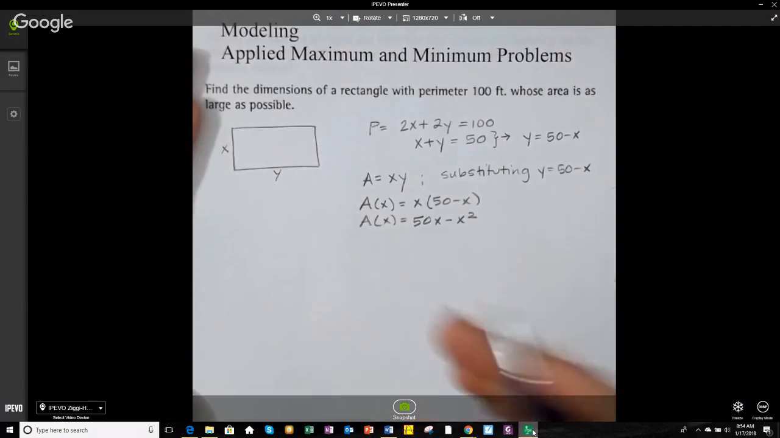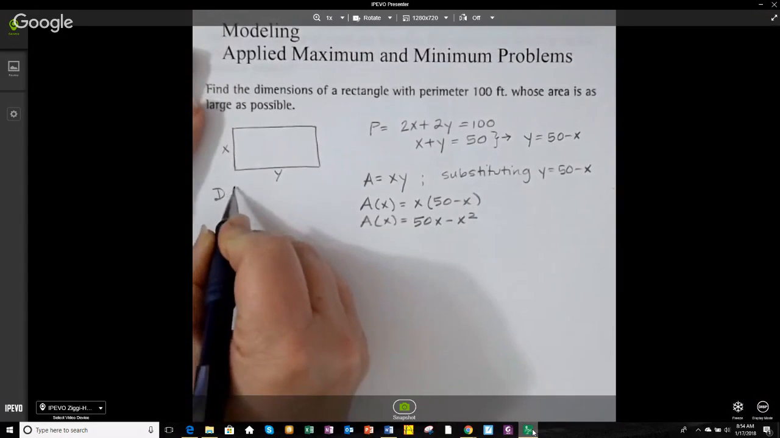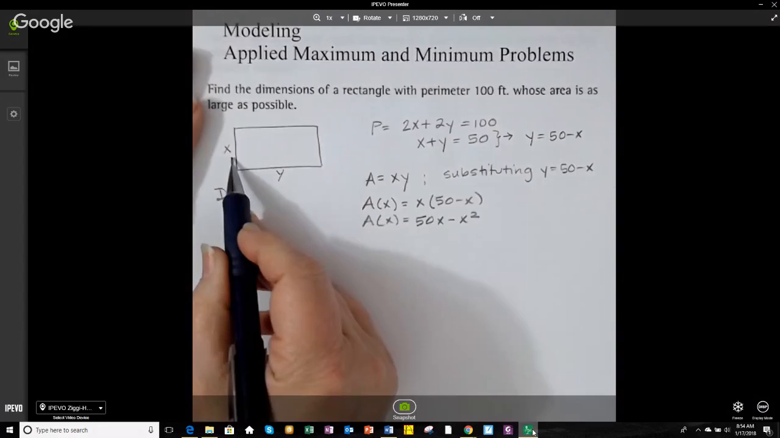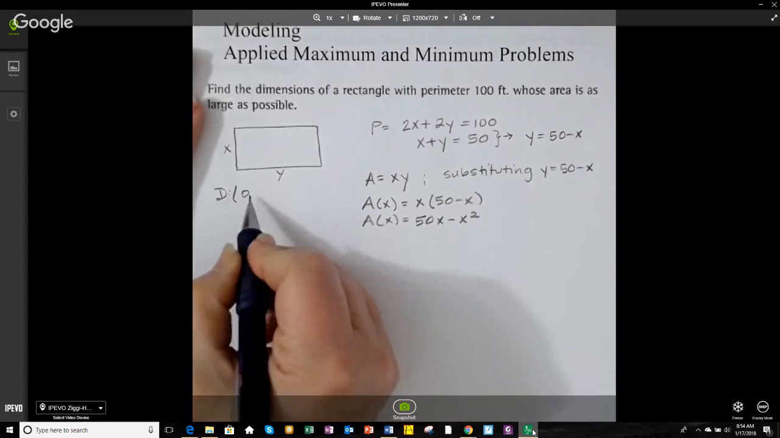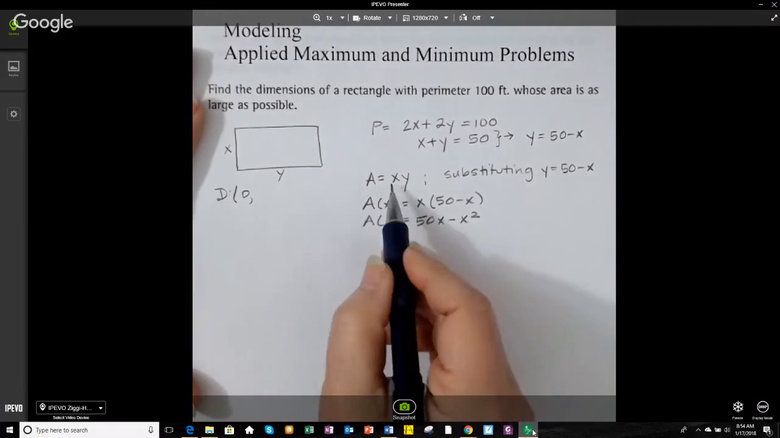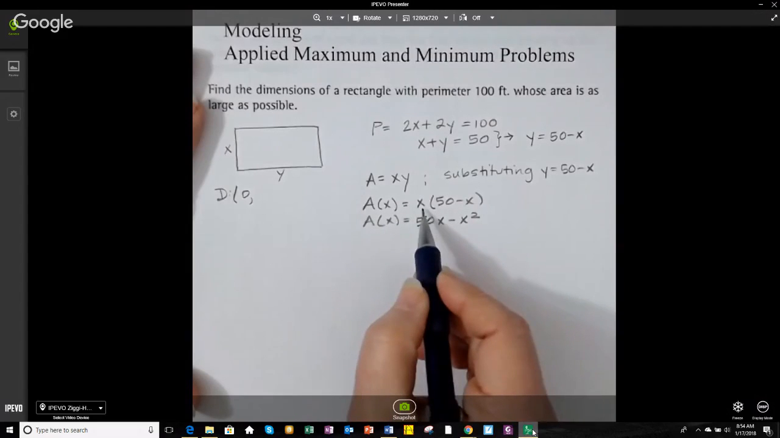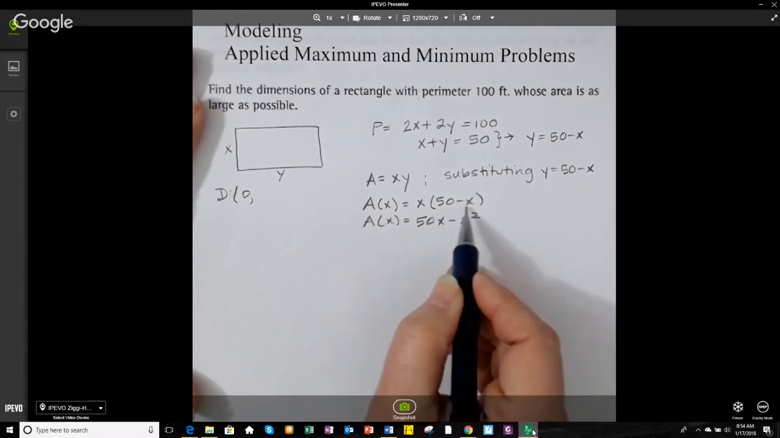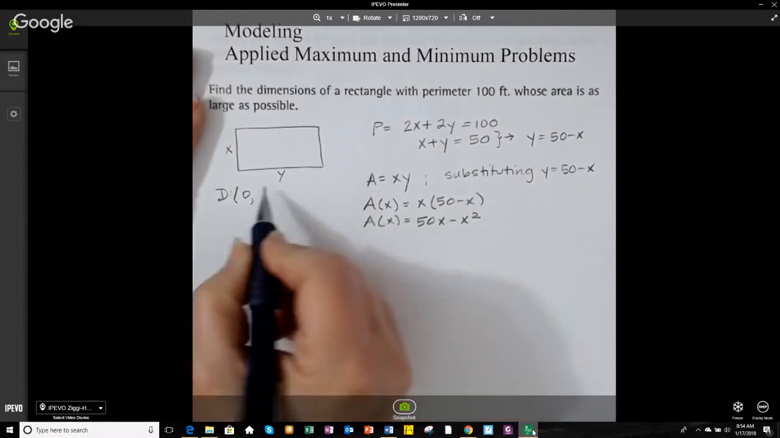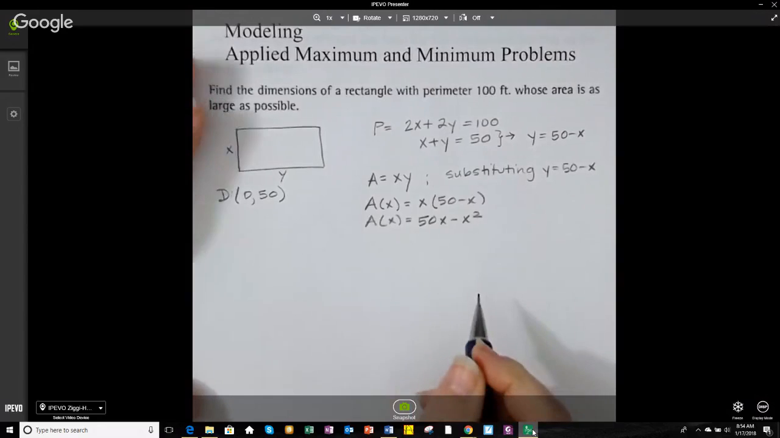But let's think about really quickly what the domain is on this problem. First of all, I know that X has to be bigger than 0 or else I don't have a rectangle. So I know that the 0 is going to be my end here. And now the dimensions are X and Y, and these are my dimensions algebraically here. I know that X has to be greater than 0, but this dimension here implies that X has to be less than 50, because if X is bigger than 50, this Y or this width here is going to be a negative number, and I can't have that. So my domain is going to be from 0 to 50.